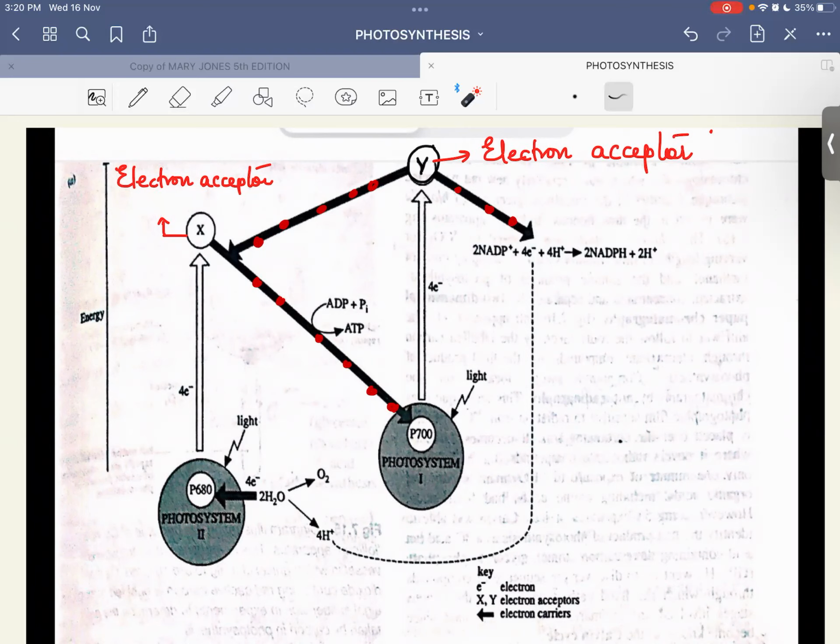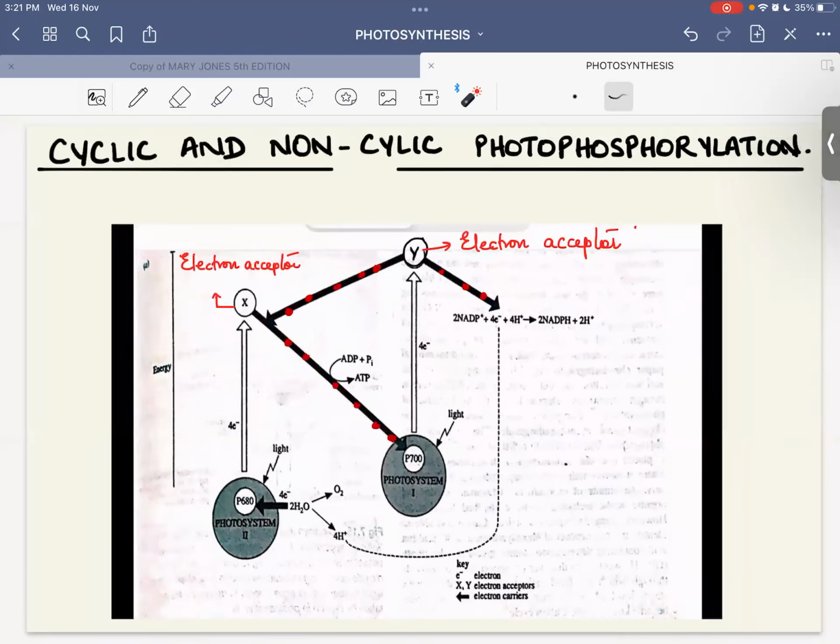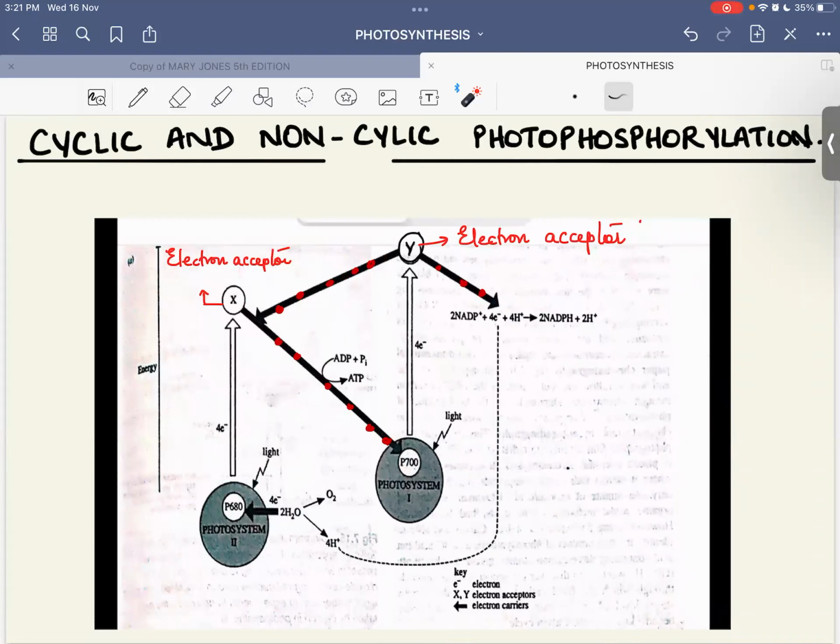ठीक है? One of them uses photosystem 2 and photosystem 1. ठीक है? One of them only uses photosystem 1. One of them involves the splitting of water. The other does not involve the splitting of water. One of them involves the production of NADPH. The other does not involve the production of NADPH. ठीक है? But one thing is common दोनों में कि दोनों ATP बनाएंगे क्योंकि दोनों का नाम ही क्या है? Phosphorylation.